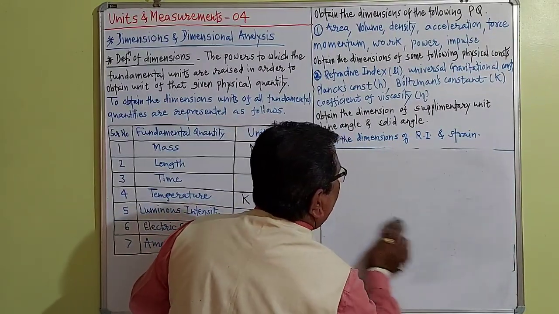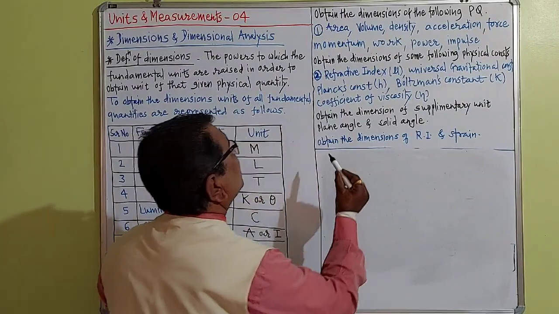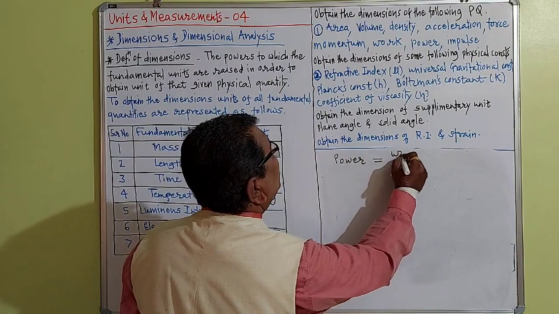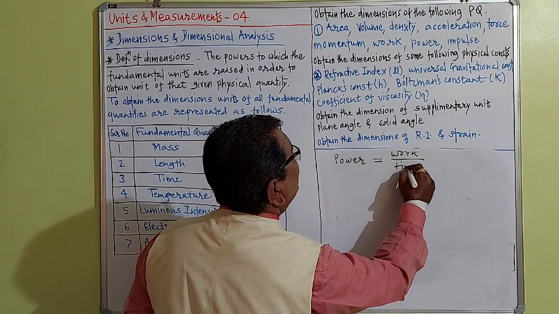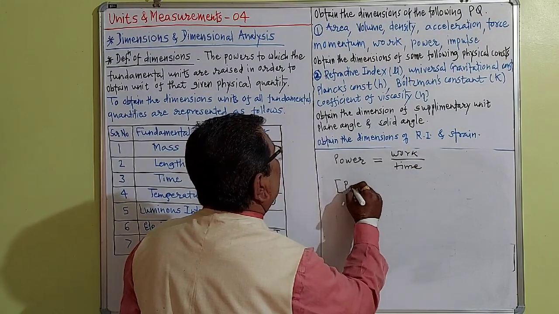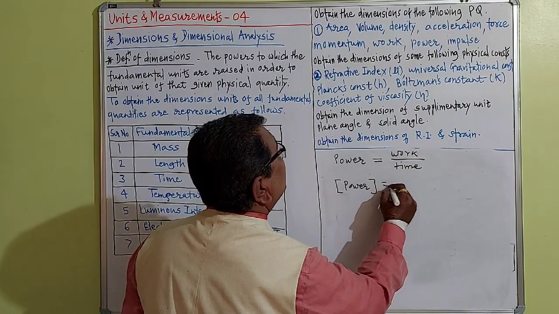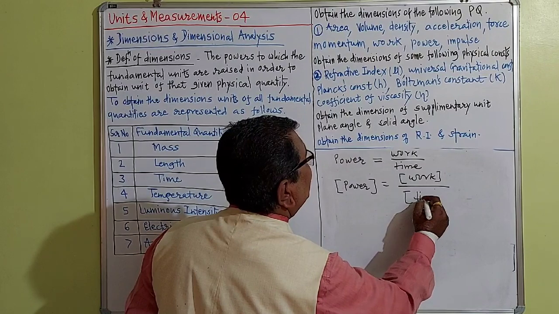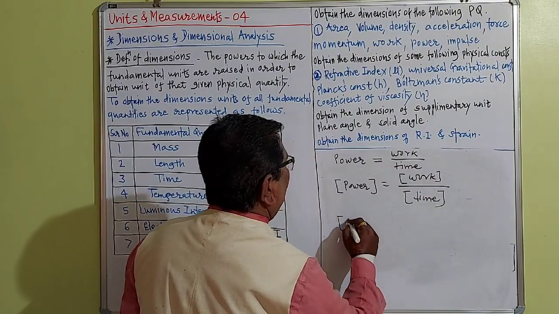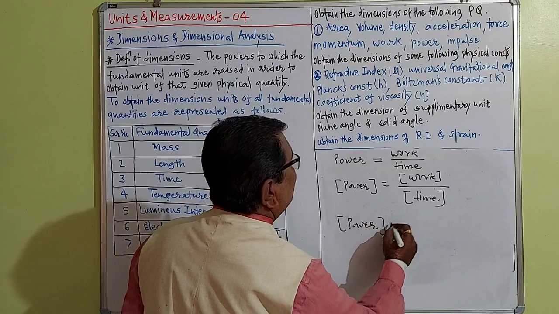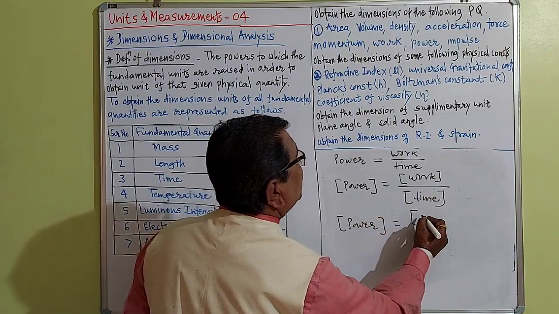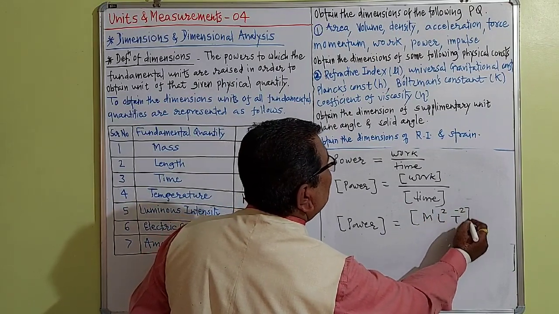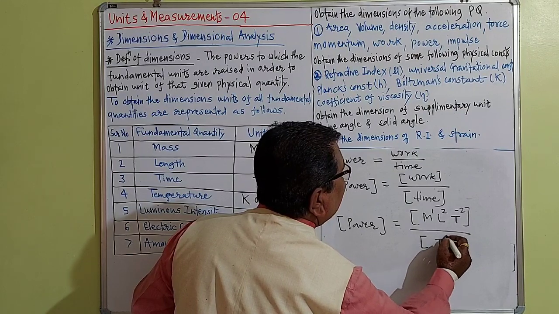What is dimension of power? Put the formula of power. Power is equal to work upon time. So dimension of power is equal to what? Dimension of work upon dimension of time. So here power is equal to, that we have already calculated dimension of work which is equal to m1 L2 t minus 2 upon time. Time is nothing but t1.